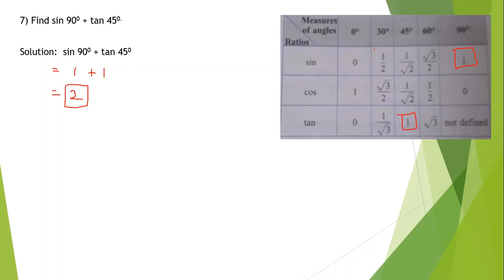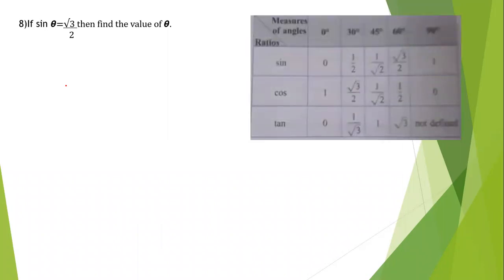Now let us move to the next sum, that is sum number 8. If sin theta is equal to root 3 upon 2, then find the value of theta. So here they have given us the value of an angle's sine, that is root 3 upon 2, and we need to find the measure of that angle, right? So sin theta is equal to root 3 upon 2 is given to us, and we need to find the value of theta.